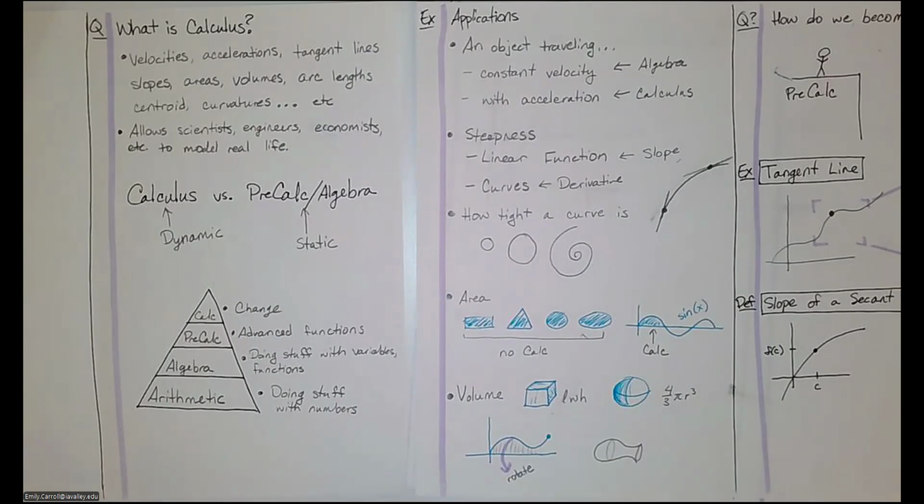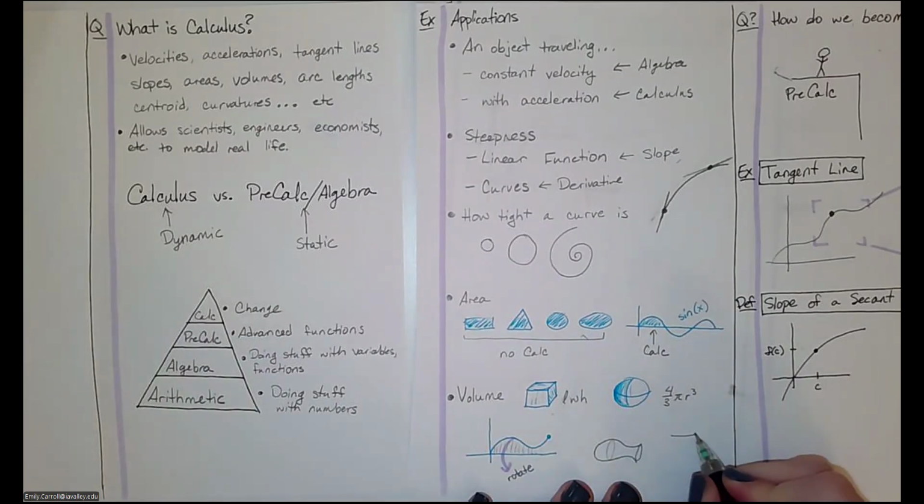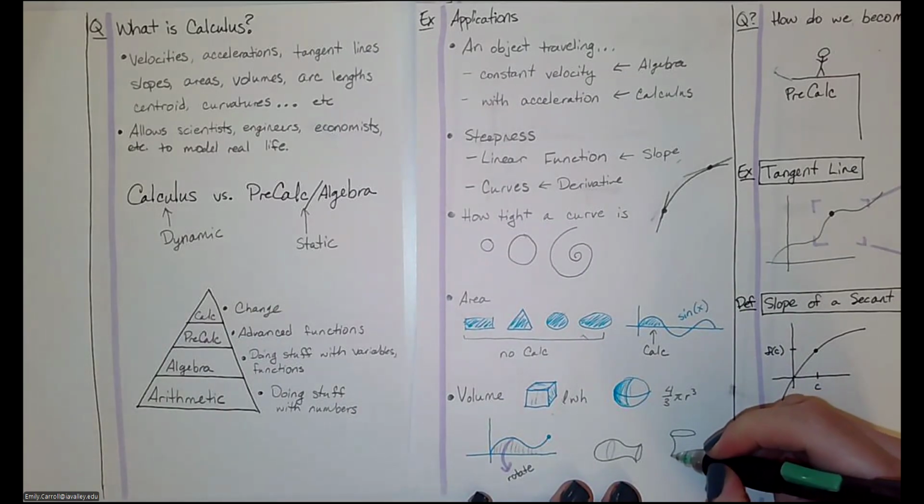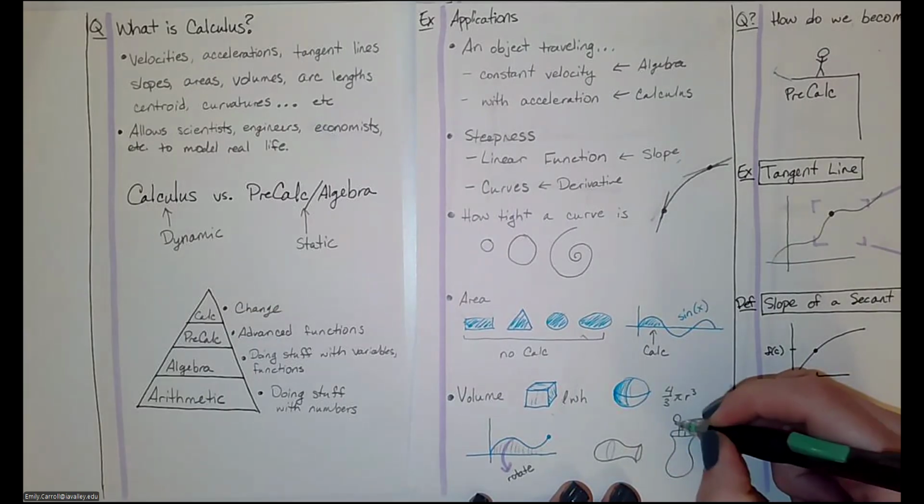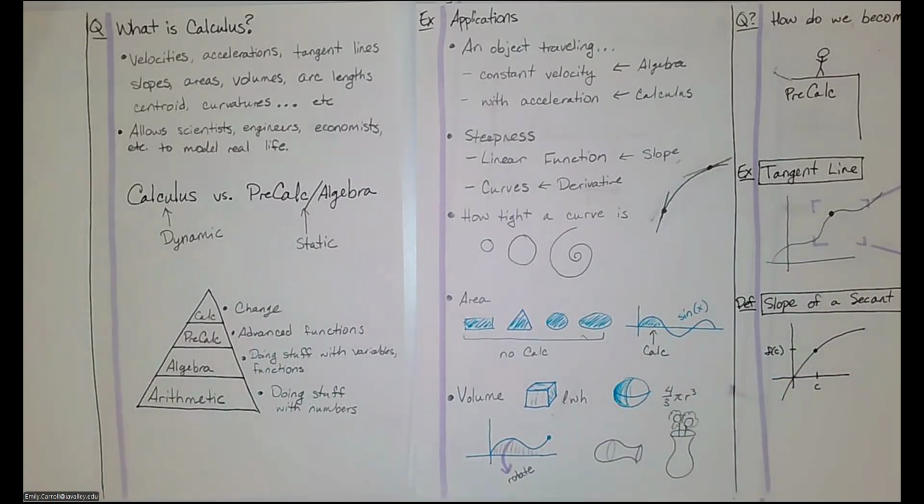What is that? That is a flower pot. See, there's a flower, and then it's got little petals. So calculus can tell us things like the volume of a flower pot or the surface area of it, right? Like how much clay does it take to make this thing, or how much water can fit in this thing.